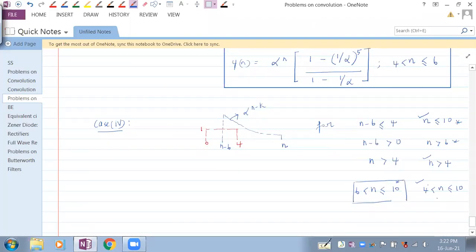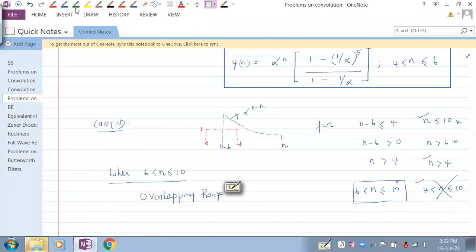Okay, so let's not go with this. We have to see the steps. So for when n is greater than 6, less than or equal to 10 is what we are seeing. In this, can you tell me the overlapping range? Anybody? What is the overlapping range in this? Overlapping range is this. Here is where overlapping is.